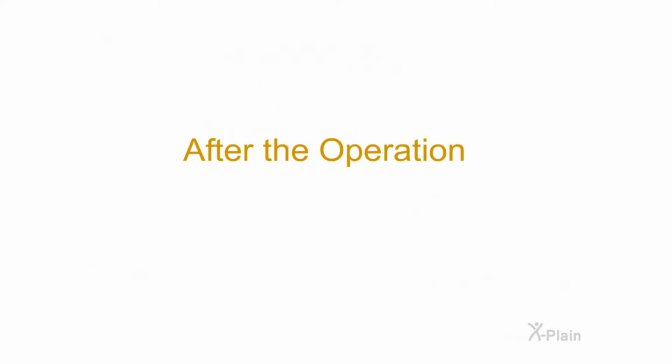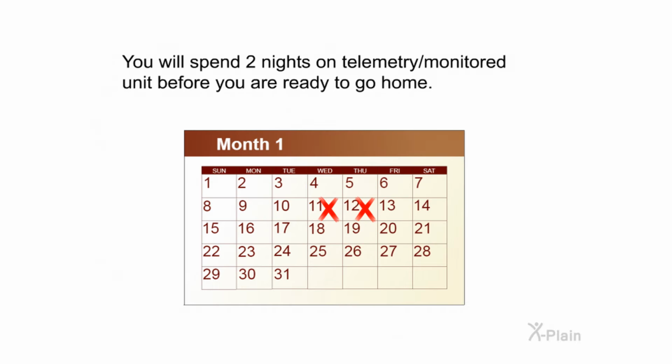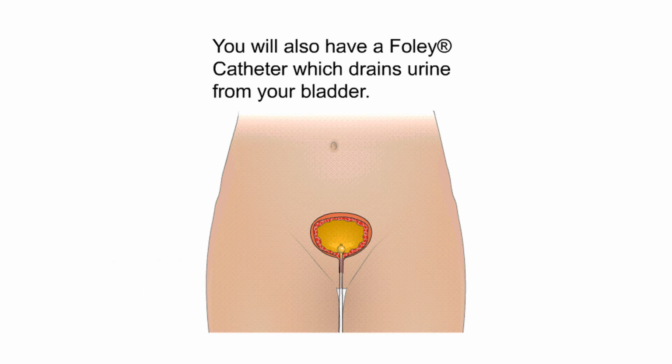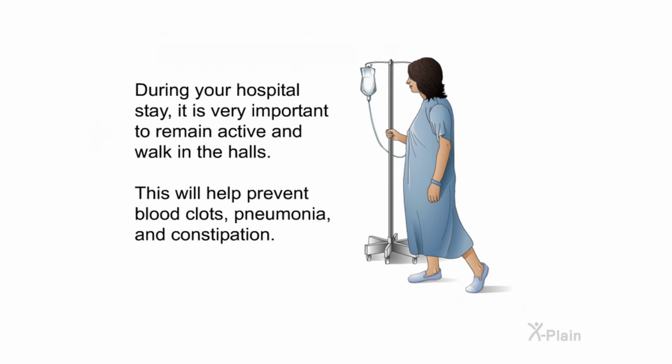After the operation, you will spend 2 nights on a telemetry monitored unit before you are ready to go home. You will also have a Foley catheter, which drains urine from your bladder. During your hospital stay, it is very important to remain active and walk in the halls. This will help prevent blood clots, pneumonia, and constipation.